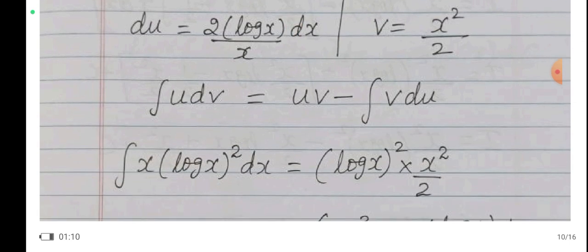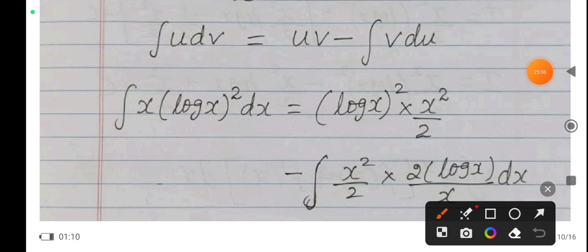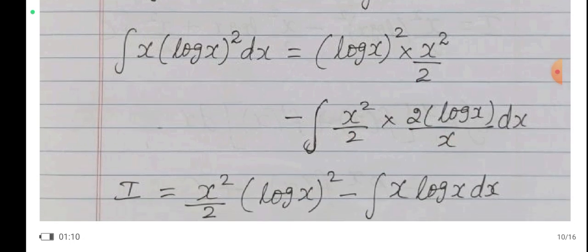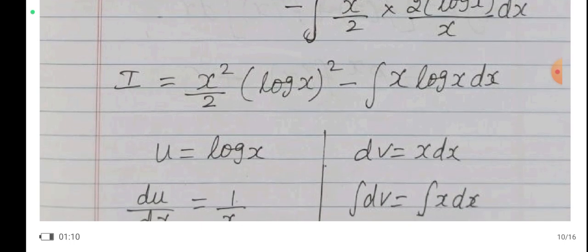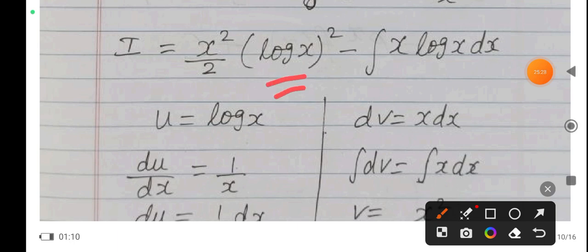As usual, integral u dv equal to uv minus integral v du. So apply u is log x the whole square, then v is x square by 2, minus integral, again v is x square by 2, du is 2 log x by x. So the 2 gets cancelled, and x and x square, one x gets cancelled. Then we got like this: I equals x square by 2 log x whole square minus integral x log x dx. So again you are going to do integrate by parts.